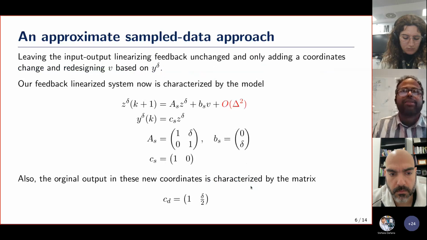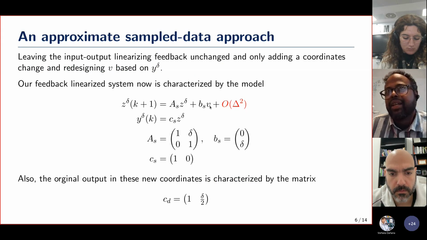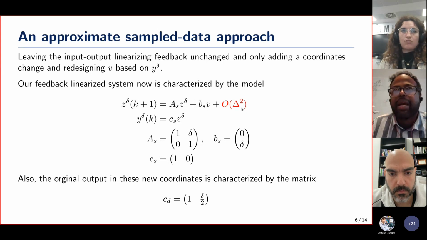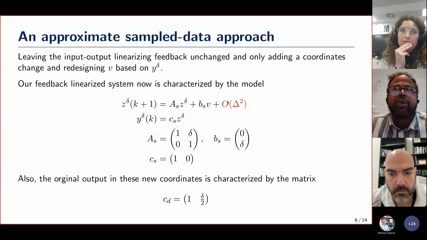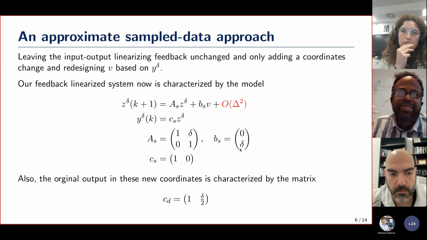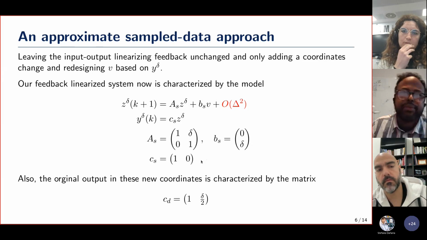Let's go back. Okay, so what we learned in this is that it's not just enough to redesign the external linear control V based on the new system matrices, but rather also add a new coordinate change. When we add the new coordinate change, which we call V delta, then the system will be described by system matrices of this form, which are much closer to the double integrator, of course. Our new output, however, which is y delta, will be describing the original coordinates of the continuous time with this matrix, right?